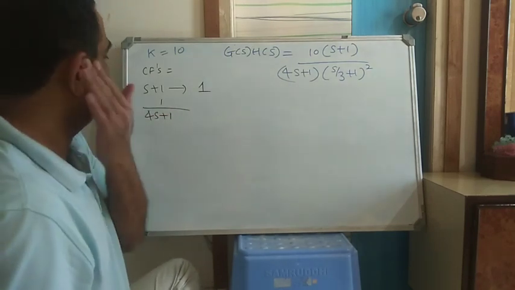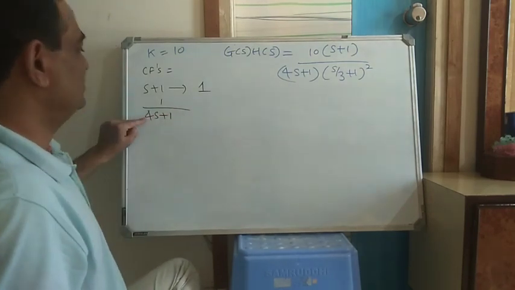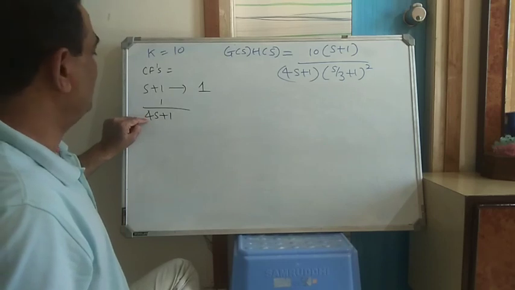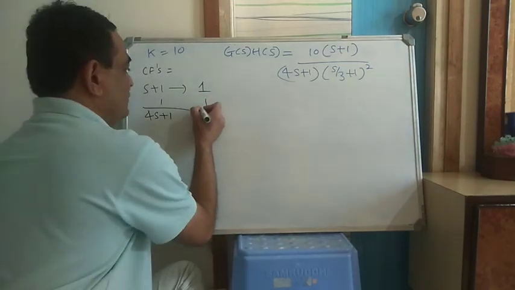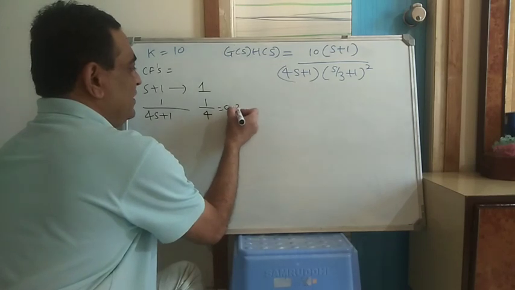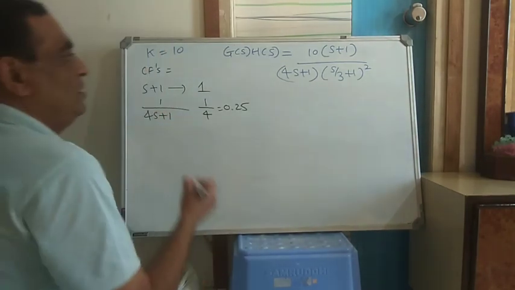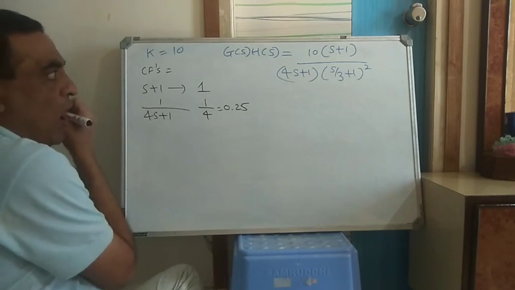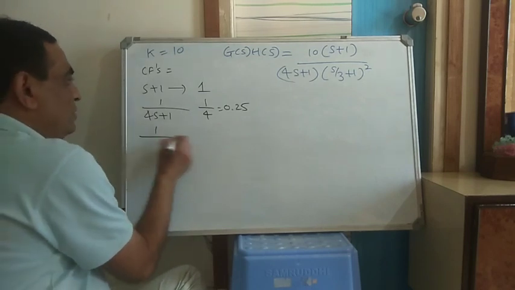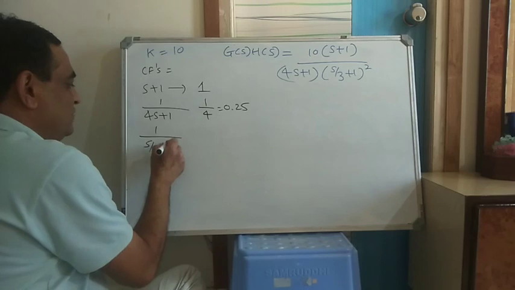1 upon 4s plus 1. Tau is 4. So 1 by 4, that is 0.25. Okay. Then this term, 1 upon s by 3 plus 1 whole square.